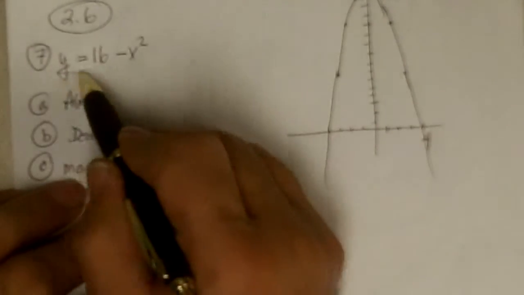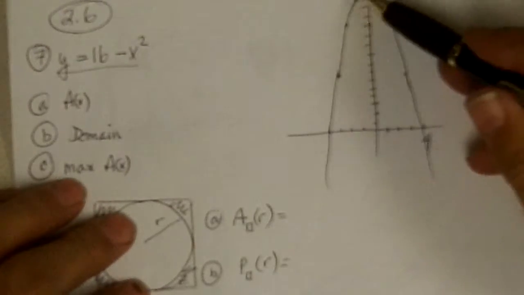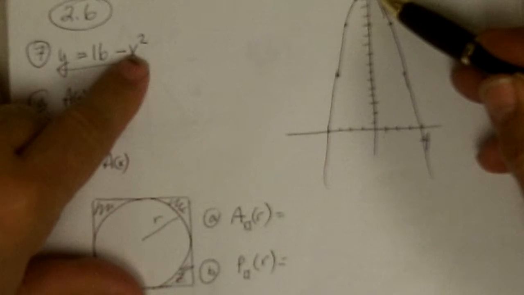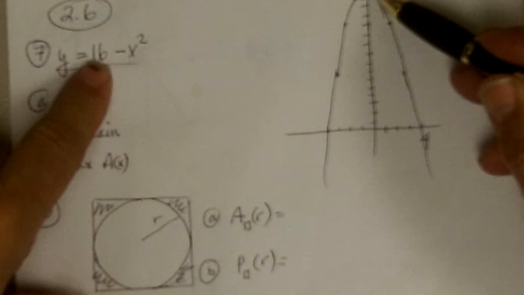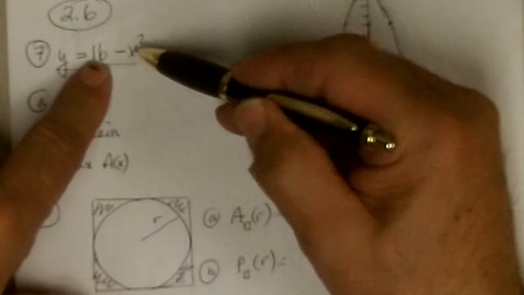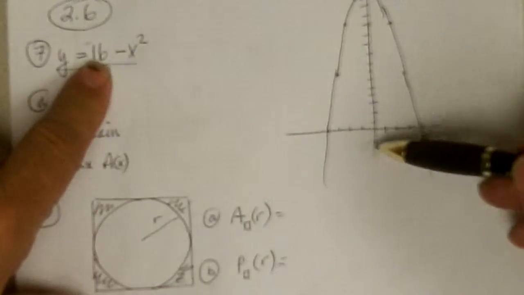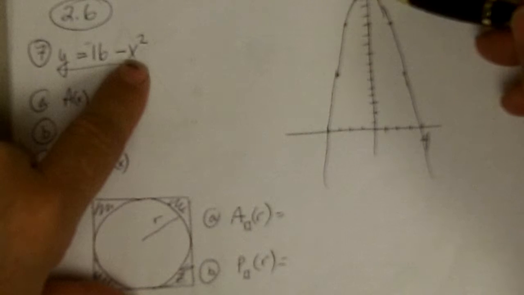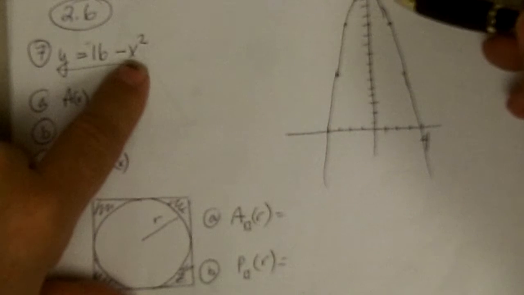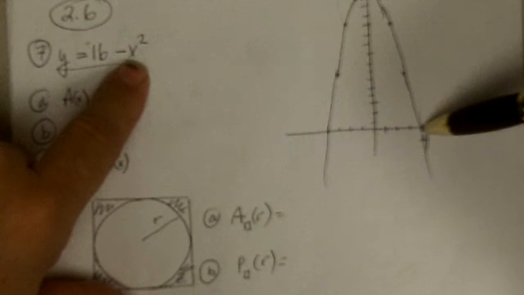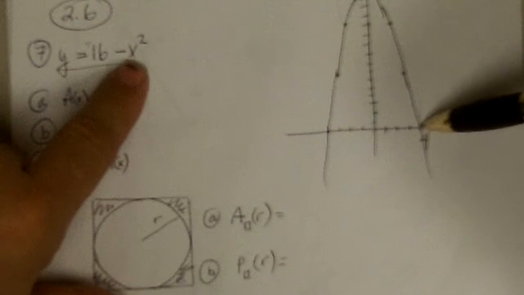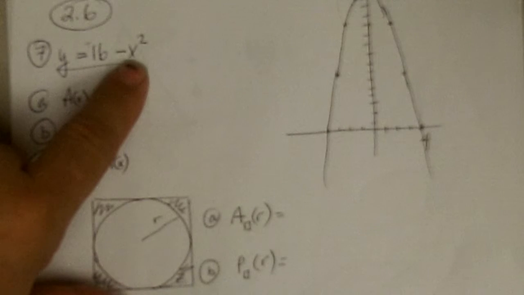2.6, it gave us this equation which I graphed. It's an upside down parabola, up 16. So I moved up to 16. When x is 0, it's there. When x is 1, it takes it down 1. When I go over 2, it takes it down 4. When I go over 3, it's down 9. 4, down 16. So it crosses at 4, 0.